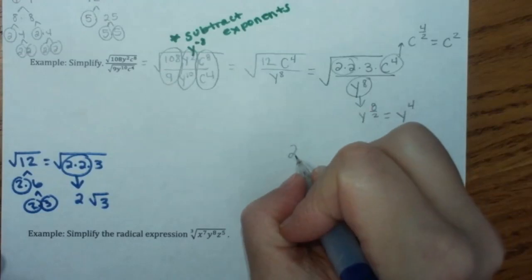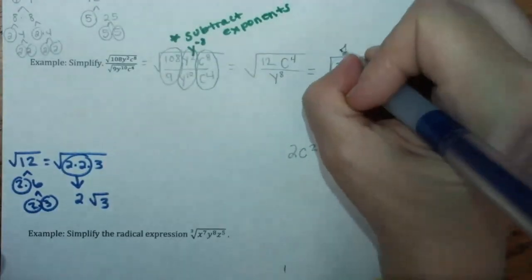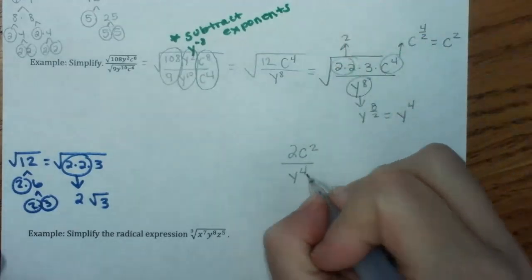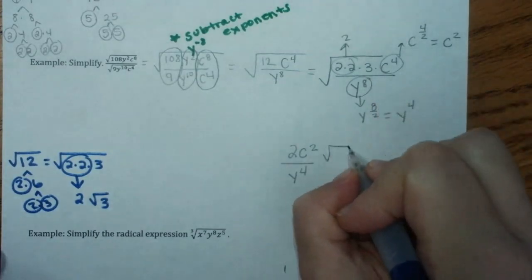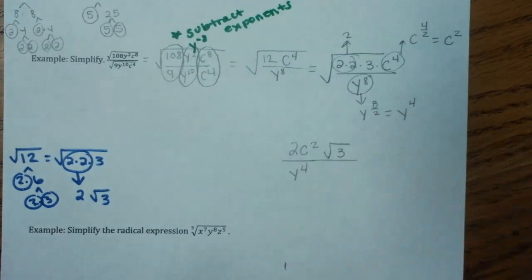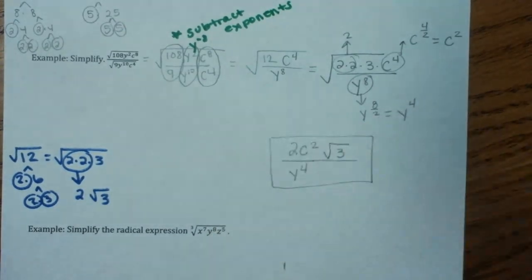So 2 came outside the radical. C squared came outside the radical. Y to the 4th came outside of the radical. It's on the bottom, so it needs to stay on the bottom. But then that poor little lonely 3 is left on top underneath the radical. So this is our final answer: 2c squared times the square root of 3 all over y to the 4th.